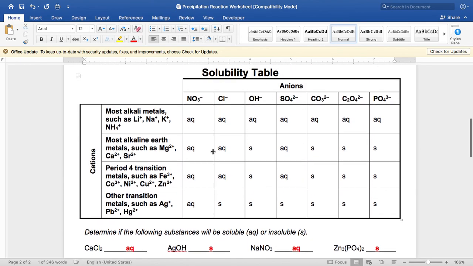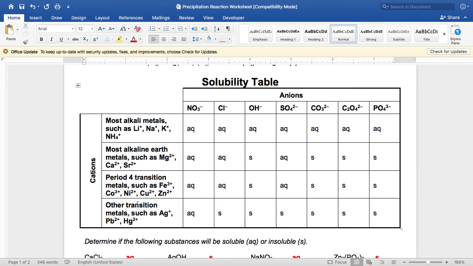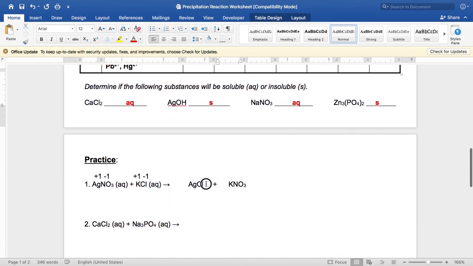Okay, so I'm going to go up to my solubility table, and I see Ag, and I go to Cl, which is in my second column here, AgCl. That gives me a solid. So what I'm going to do is put (s) in parentheses for my solid. That is going to form my precipitate.